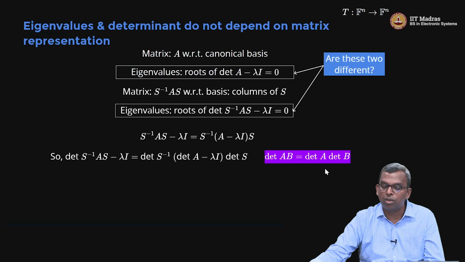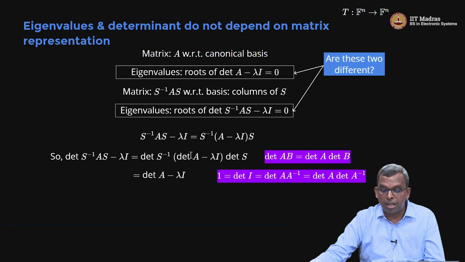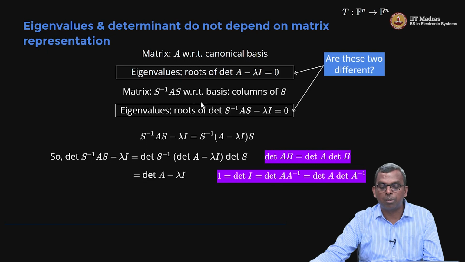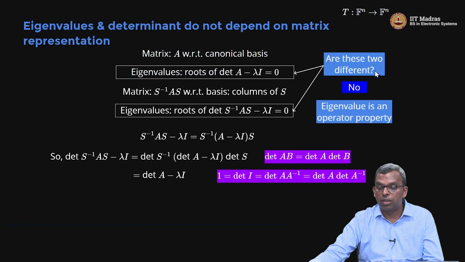So it's a product property, no? So determinant goes into the product. So determinant S inverse, determinant A minus lambda I, determinant S. Now what else do I know? This is the same as determinant A minus lambda I, because determinant S inverse is 1 by determinant S, right? So 1 equals determinant I equals determinant A inverse times determinant A. So determinant A inverse times determinant A equals 1. So this goes away. So determinant of S inverse AS minus lambda I is exactly equal to determinant A minus lambda I. So even though you change the matrix, go to something else by similarity transform, the polynomial equation remains the same. So these two are not different.